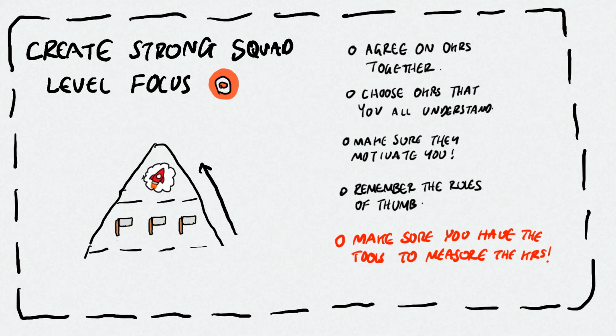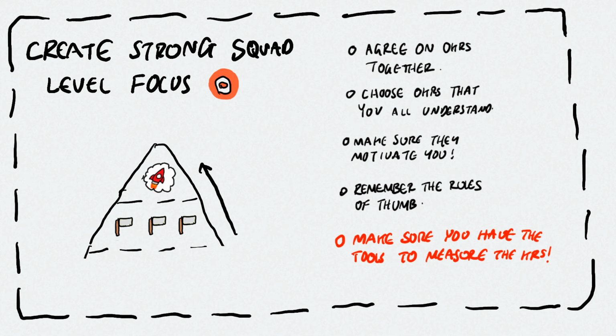One thing I have seen time and time again is an OKR gets set, which nobody actually knows how to measure. Sometimes what you think your meta OKRs are might not actually be measurable, and if required, can even become an OKR to make it measurable. So agree on OKRs together, choose OKRs you all understand, make sure they motivate you all, remember the rules of thumb when creating them, and make sure you are actually able to measure the key results. By following these guidelines, I've found that it creates a very strong level of focus, and I've seen that it really helps with employee happiness too, which is a strong factor to productivity.